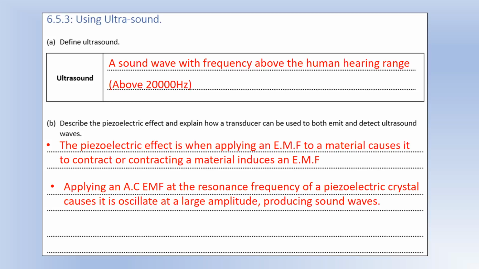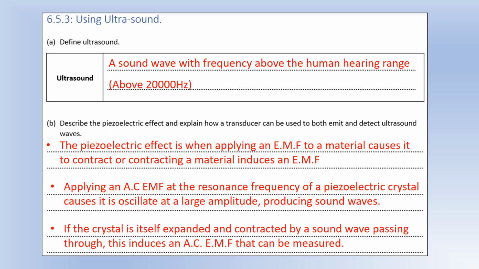So what we do is we apply an AC EMF at the resonant frequency of a piezoelectric crystal, and that causes it to oscillate with a very large amplitude, producing sound waves. And if we pick a crystal with a resonant frequency above 20,000, it produces ultrasound waves. But if the crystal itself is expanded and contracted by a sound wave, this induces an AC EMF, which can be measured. So the same device we use to produce ultrasound, we can also use to detect it, which is very handy.